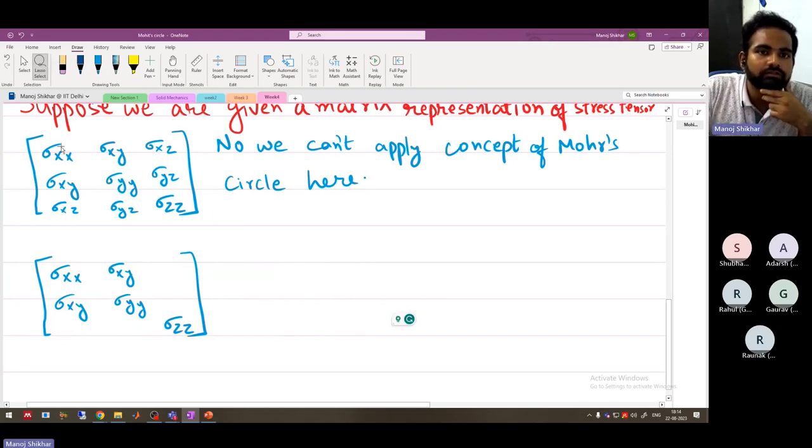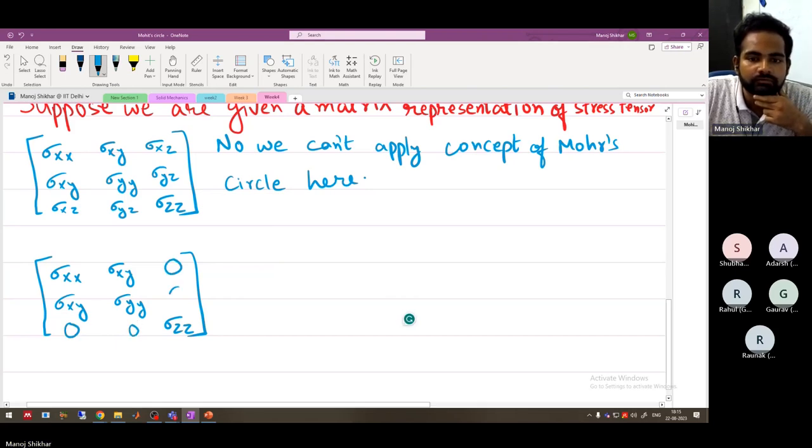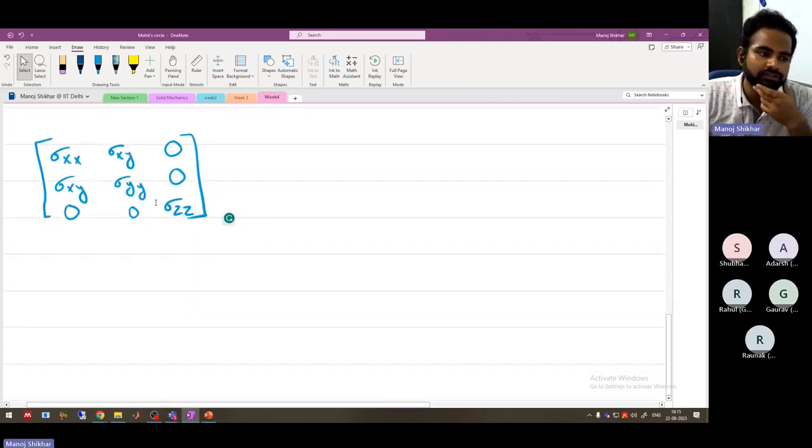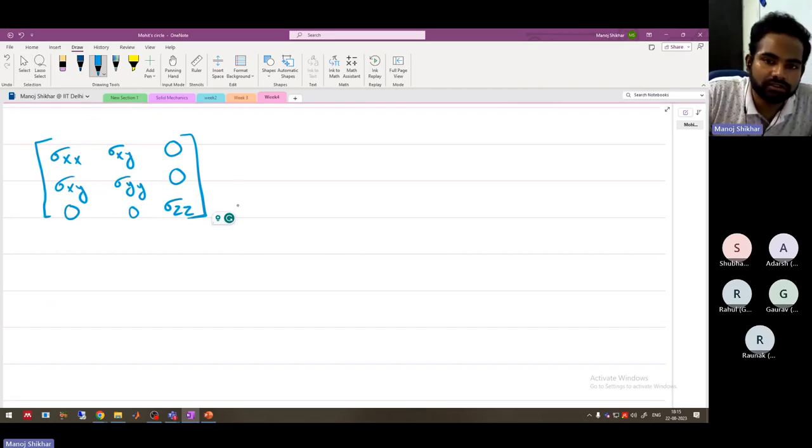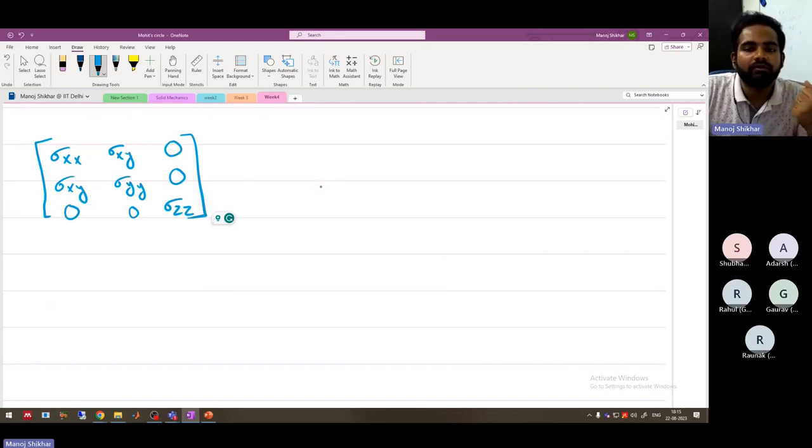Now, to apply the Mohr circle, we have to do one thing. Suppose we are given a stress matrix like this. So how do we draw Mohr circle here? So we will first discuss the steps one should follow to draw a Mohr circle. Now, why do you want to draw a Mohr circle? The question arises there.